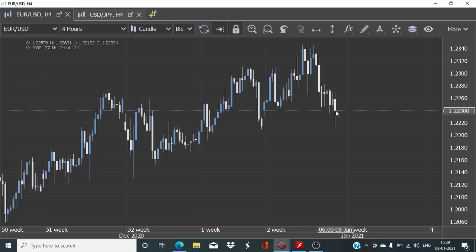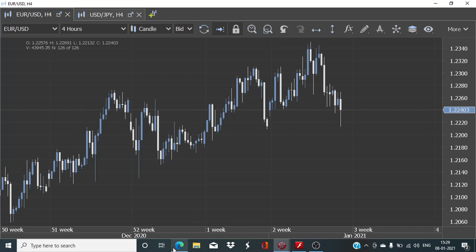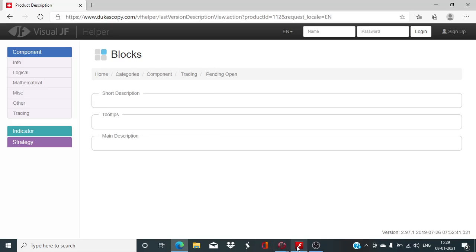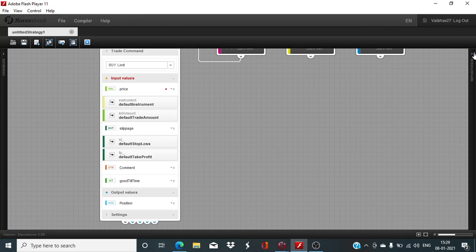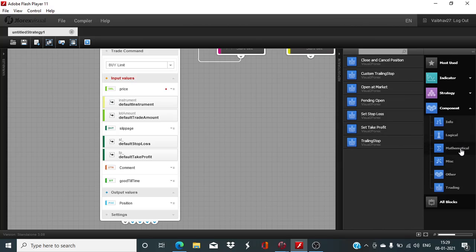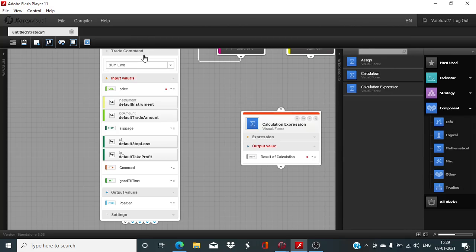Suppose if we are looking at 10 pips below the current price, then we have to define using the calculation expression. We will need to deduct the 10 pips from the current value, the market value of the underlying instrument. If we want the buy trade to happen above the current price, then we will need to add. So all these conditions can be defined using the calculation expression. I will give you a brief example so you can understand it better. So here it comes, the calculation expression.